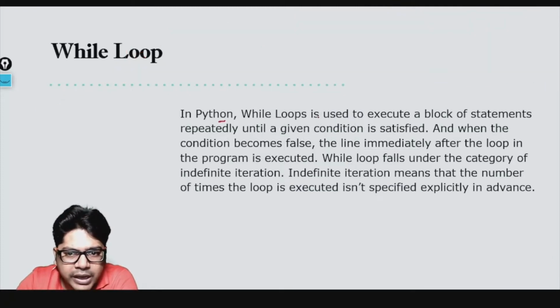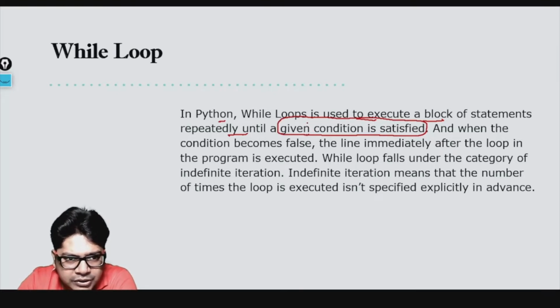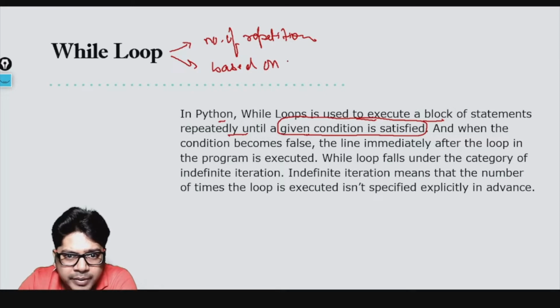In Python, while loop is used to execute a block of statements repeatedly until a given condition is satisfied. As long as the given condition is satisfied, the loop will run. The moment it becomes false, the loop will stop right there. For loop, we use when we know the number of repetitions, like it is going to work for 10 times, 20 times. But while loop is all about conditions. You are not sure how many times the loop will run, so in these cases you prefer while loop.